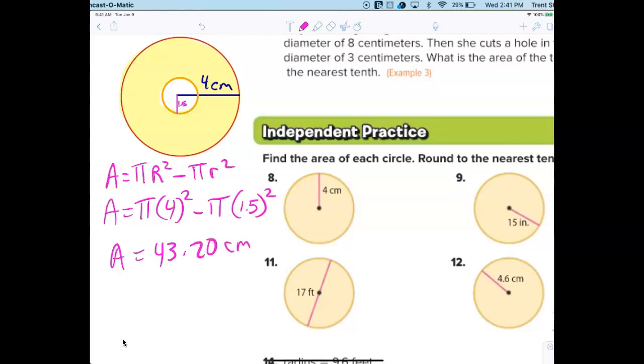43.20 centimeters squared, but we got to have confirmation. Someone else has to do it also. Is that correct? Come on, don't take his word for it, please. That's right. It is. Is that right? Okay, thank you. 43.20 centimeters squared.